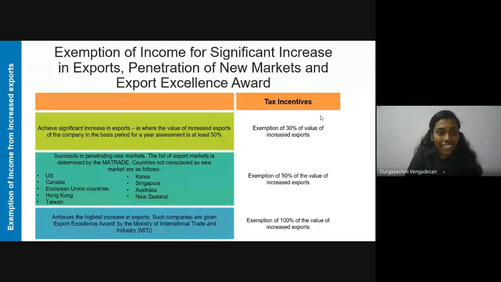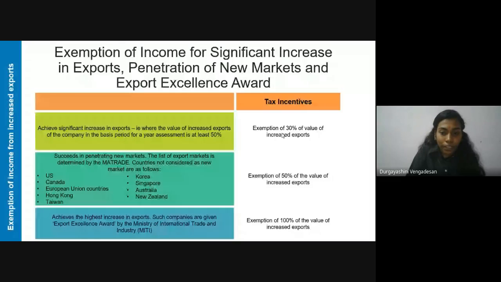Okay. Then next is exemption of income for significant increase in export, penetration of new markets, and export excellence award. So for the tax incentive, the rate of exemption is 30% of the value of increased export, where the value of increased export of the company in the basis period for the year of assessment is at least 50%. Then only we will get the exemption of 30%.